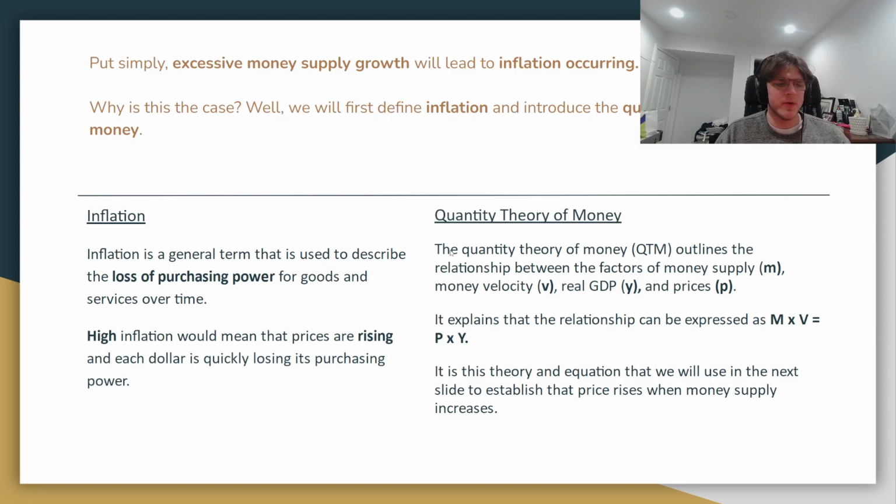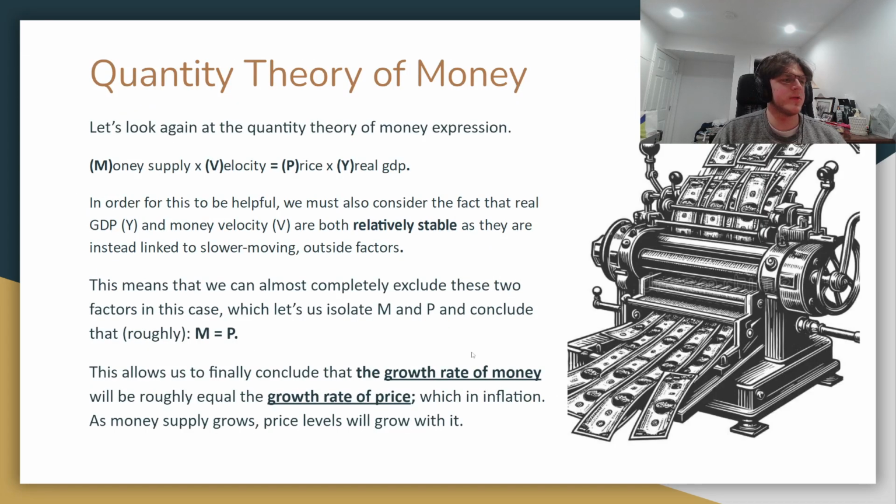Meanwhile, the quantity theory of money outlines the relationship between factors of money supply, money velocity, real GDP, and prices. It explains this relationship as the expression M times V equals P times Y. This is the theory that we're going to expand upon in the next slide, and we're going to use that to establish that price rises when money supply increases.